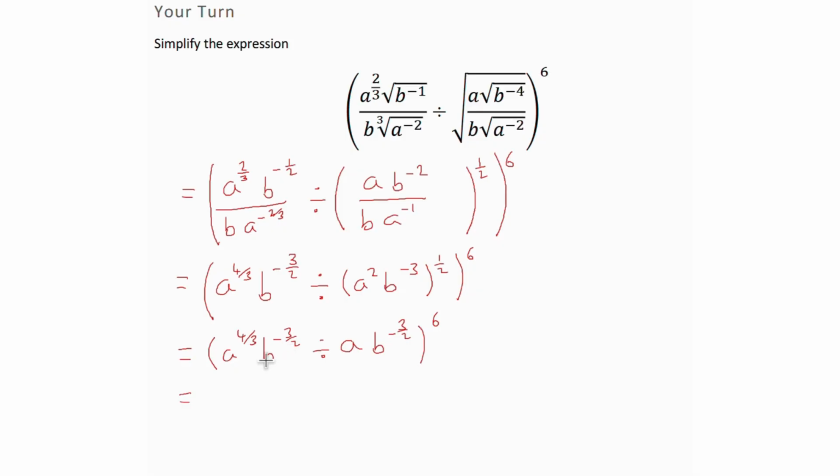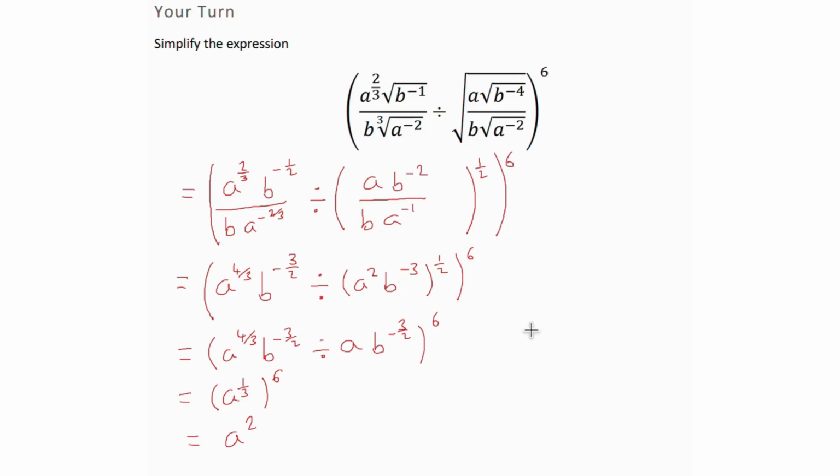We have another division, so we're going to do a to the 4 over 3 divided by a, so that's take away powers, so we get a to the 1/3, and b to the minus 3 over 2 divided by b to the minus 3 over 2 is just 1. So we end up with a to the 1/3 to the 6th, which when we multiply those powers, we get a squared. So this whole thing simplifies down to a squared through this process.